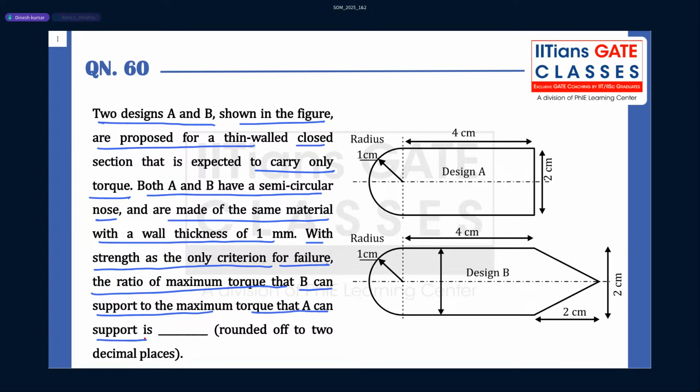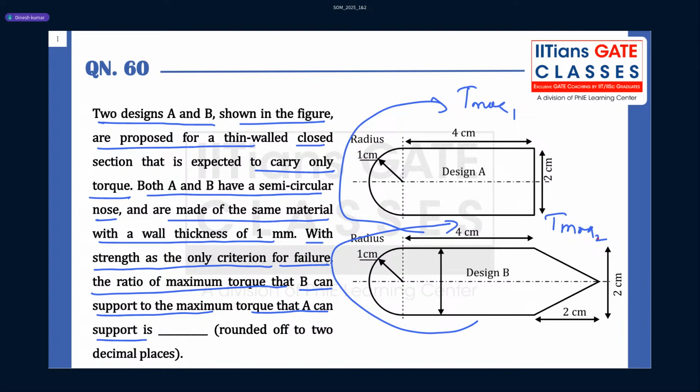So this is what it asks. Suppose both designs are subjected to some torque. The first design is subjected to T max 1, some maximum torque, and design B is also subjected to some torque T max 2. Due to this applied torque, there will be shear flow induced. So this will be Q1, and there is another shear flow in design B, which is Q2.